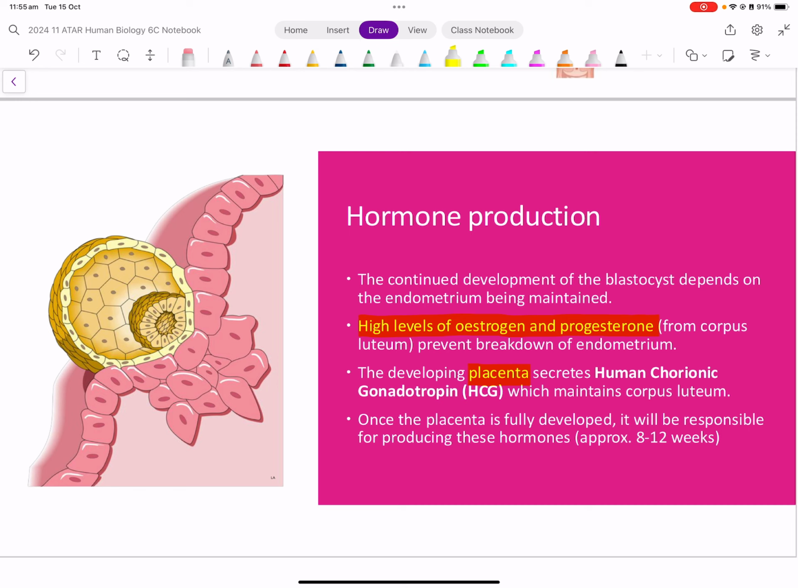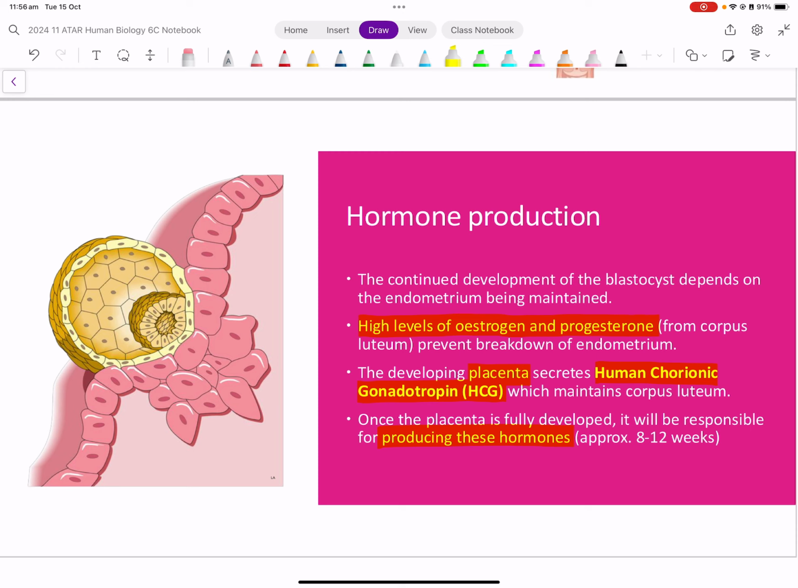And when the placenta has reached a particular stage of development, normally around 8 to 12 weeks, it secretes human chorionic gonadotrophin, which maintains that corpus luteum. Okay, and once the corpus luteum is no longer needed because the placenta is fully developed, it is going to keep releasing those hormones instead. Okay, so again, estrogen, progesterone released from the corpus luteum. They're going to continue releasing them thanks to the placenta releasing human chorionic gonadotrophin, which maintains the corpus luteum.